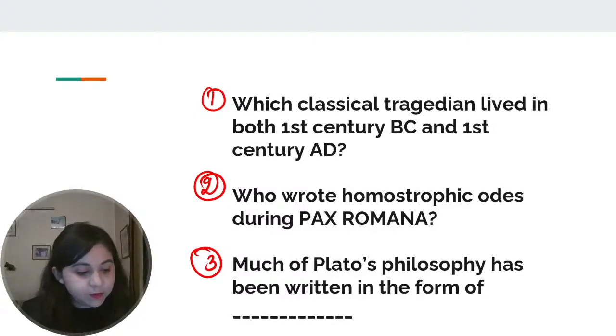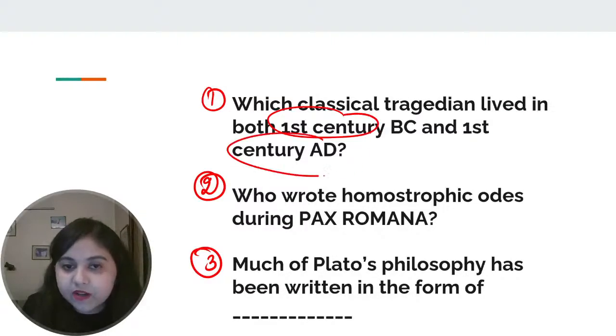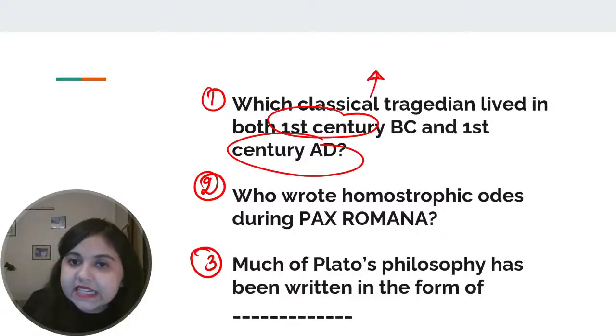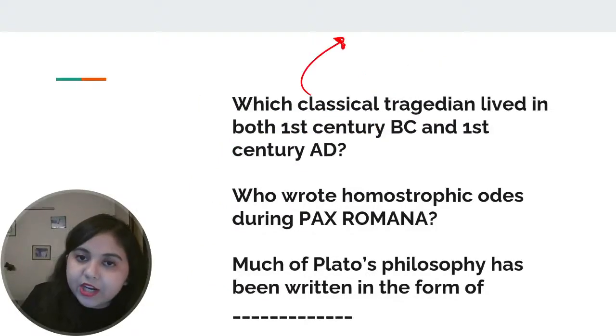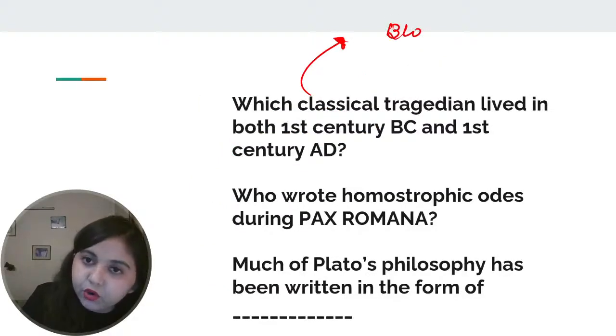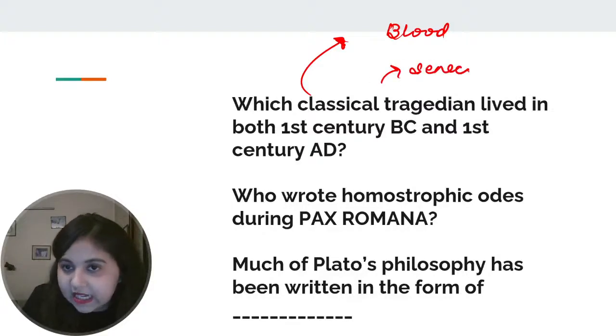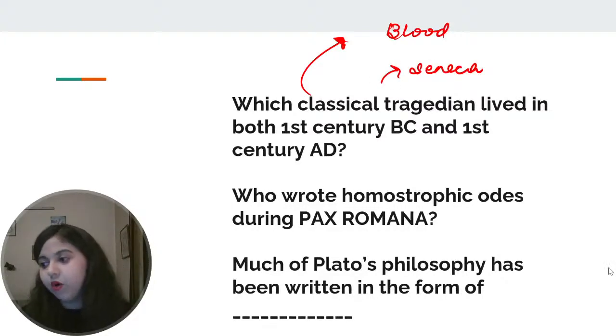Fantastic. I can see some of you even writing it down. Which classical tradition lived in both 1st century BC and 1st century AD? The trick is this has to be a Roman. And who is this Roman that we are talking about? We are basically talking about Seneca, who's writing the tragedies of blood. So this person is famously called Seneca.